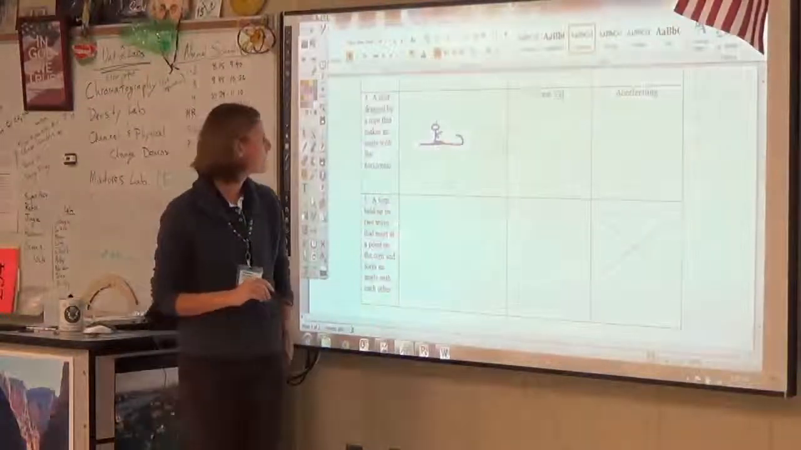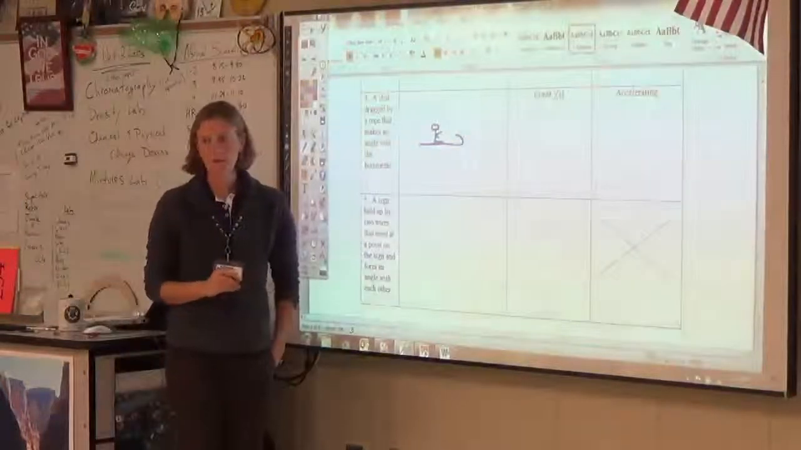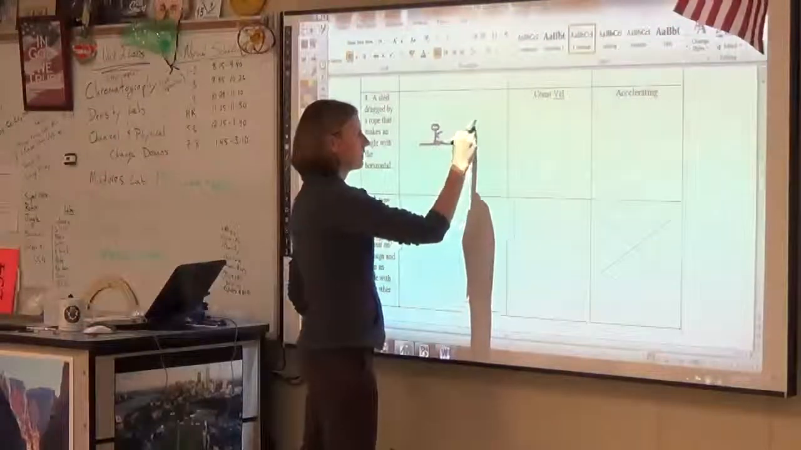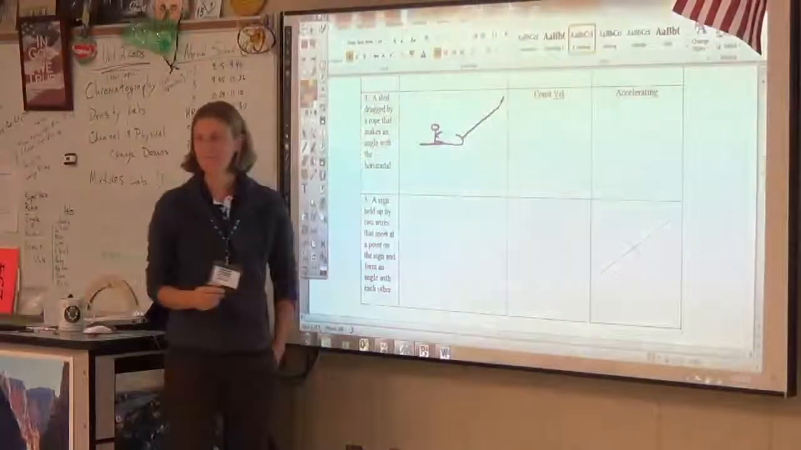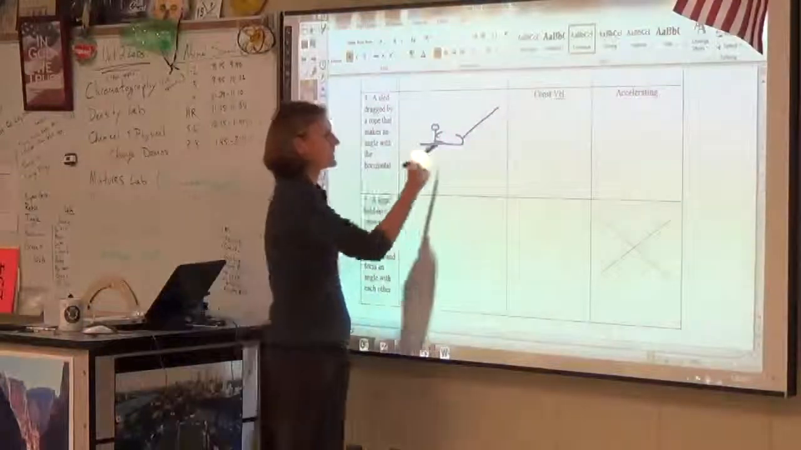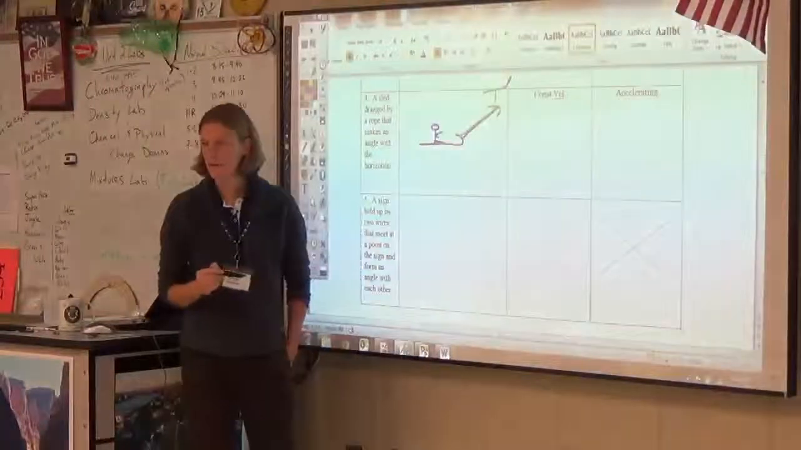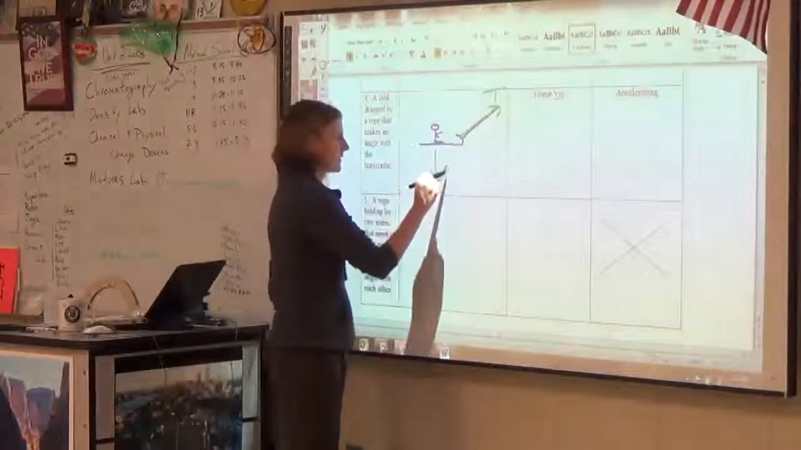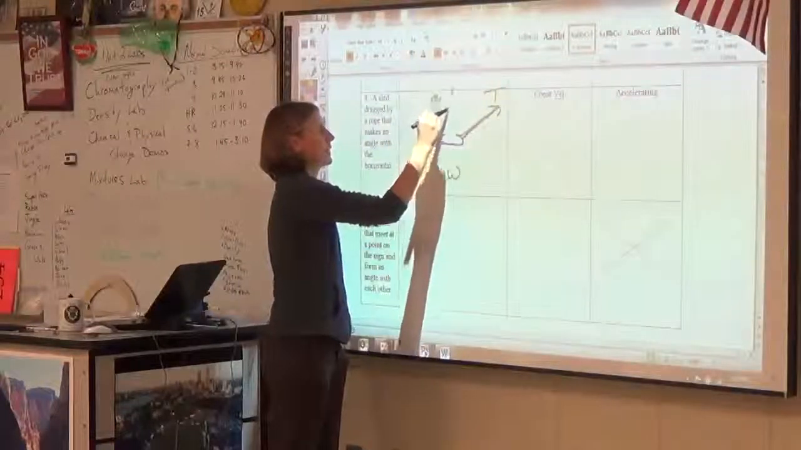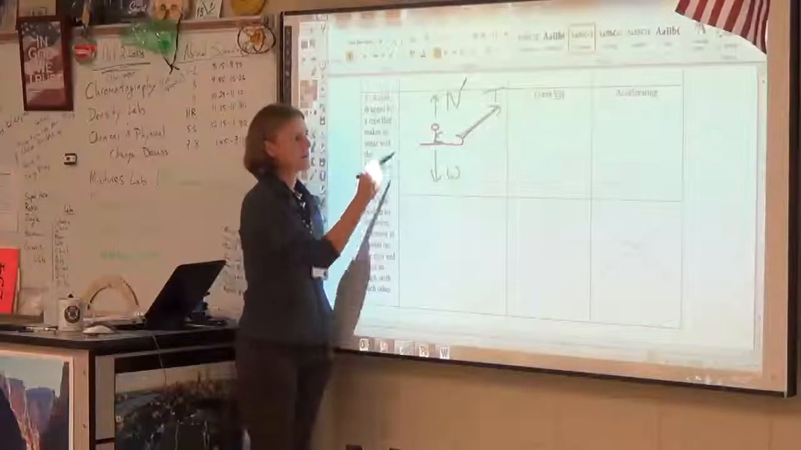Okay, a sled dragged by a rope that makes an angle with the horizontal. So there's my rope. All right, forces. Tension. What else? Weight. What else? Normal. What else? But maybe not that big. Which way? Very good.